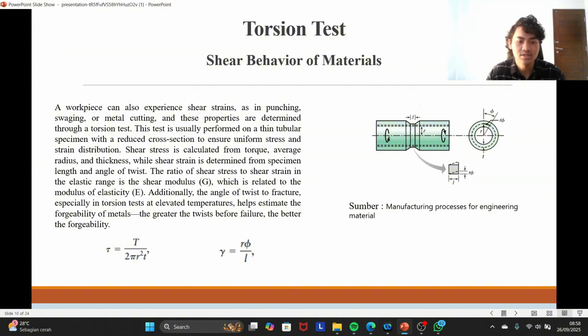Additionally, the angle of twist to fracture, especially in torsion tests at elevated temperature, helps estimate the forgeability of metal. The greater the twist before failure, the better the forgeability.